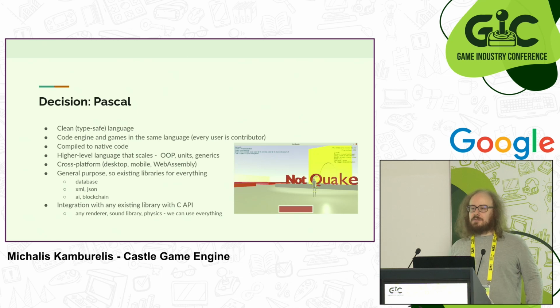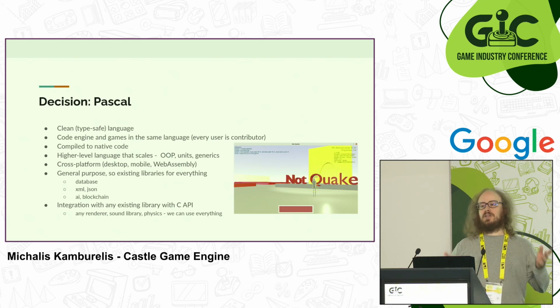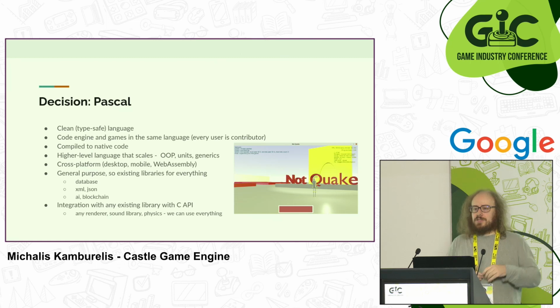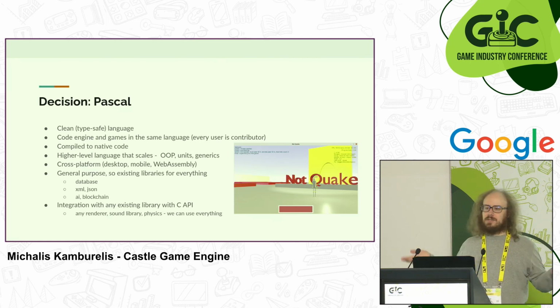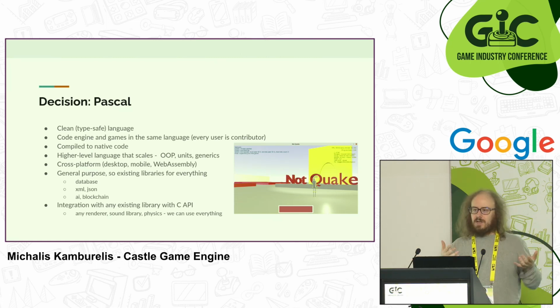And we can integrate with any existing library. If you have a library with a C API, you can just use it in Pascal. That's no big deal. You can link to it statically or dynamically, and you can use any API you want, which is of course how we use, for example, OpenGL, Steam, OpenAL, and a lot of other libraries.